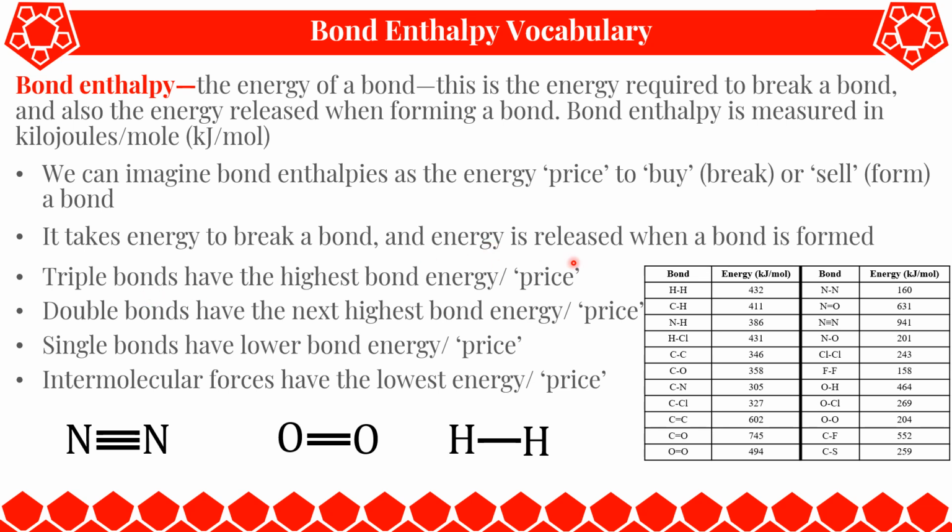All right. So if you take a look here, here are some bond enthalpies for some different types of bonds. A hydrogen-hydrogen single bond is 432 kilojoules per mole. But something like a nitrogen-nitrogen triple bond is 941 kilojoules per mole. So what we generally find is that triple bonds have the highest bond energy, or price, if we're talking about buying as breaking and selling as forming bonds. Double bonds have the next highest, single bonds have the lowest. And then intermolecular forces have even lower because they're not actually bonds, they're just really weak attractions.